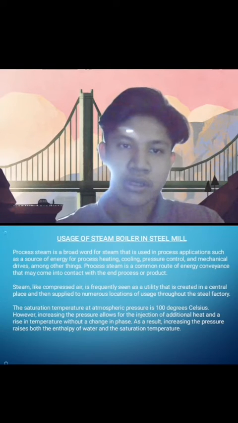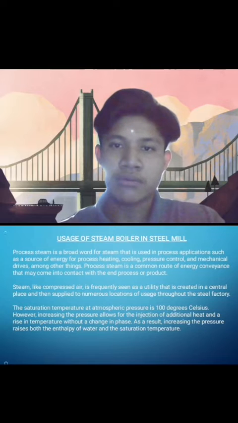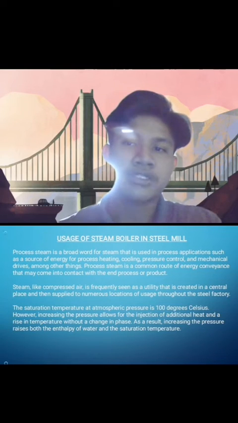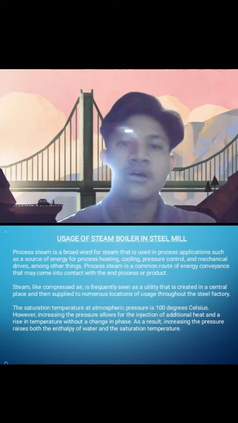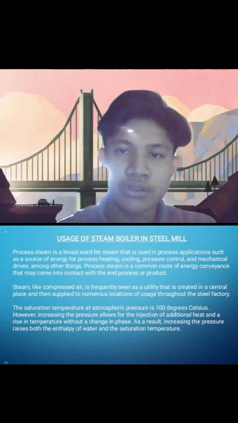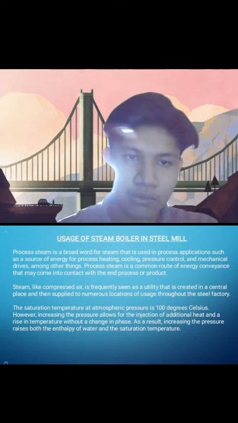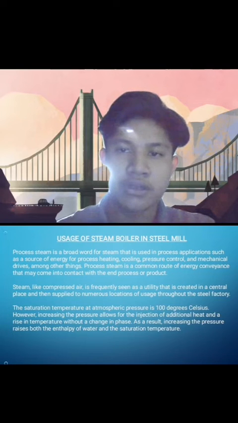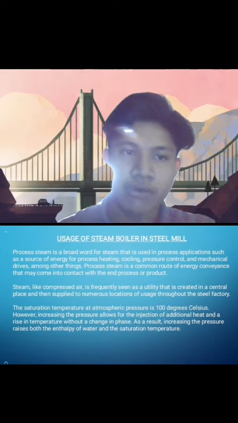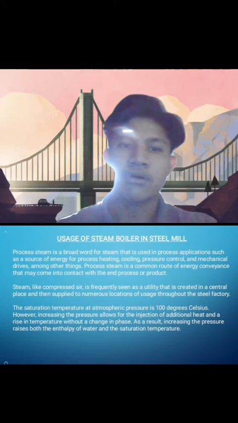Lastly, for me, usage of steam boilers in steel mills. Process steam is a broad term for steam that is used in process applications, such as a source of energy for process heating, cooling, pressure control and mechanical drives, among other things. Process steam is a common means of energy conveyance that may come into contact with the end process or product.